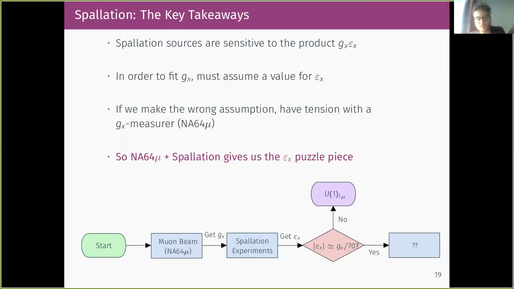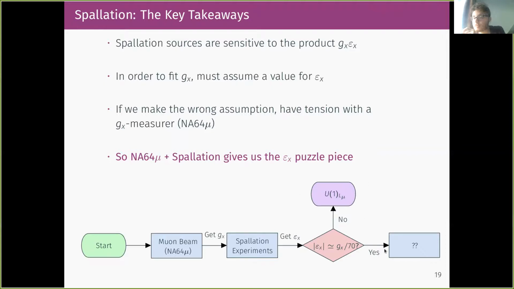So as a quick overview of the strategy that we can have here, we can do our muon beam experiments, get our coupling. We can do oscillation experiments, get our kinetic mixing, and then we can ask, well, does the data corroborate with a value of gx, of an absolute value of gx over 70? If it doesn't, then we know that it can't be L mu minus L tau because that is the value that L mu minus L tau must have. So then we know that it's an L mu.